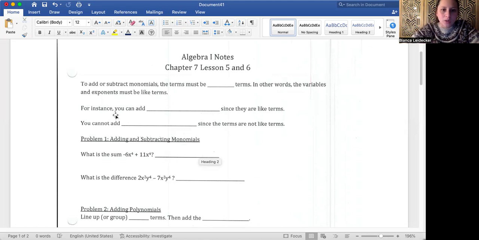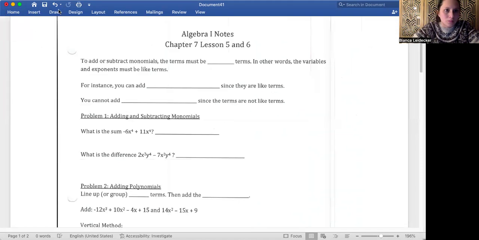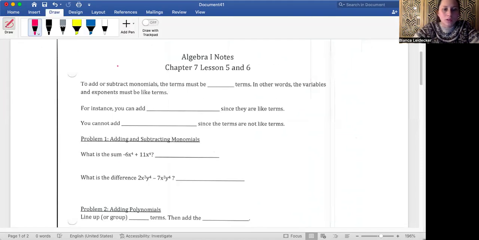To add or subtract monomials, the terms must be like terms. So just like when we're working with algebraic expressions or equations, we have been working with monomials like 2x plus 3x. We could combine these two because these are what we call like terms. So our definition of monomials is kind of broadening now, where it really includes exponents and things like that.